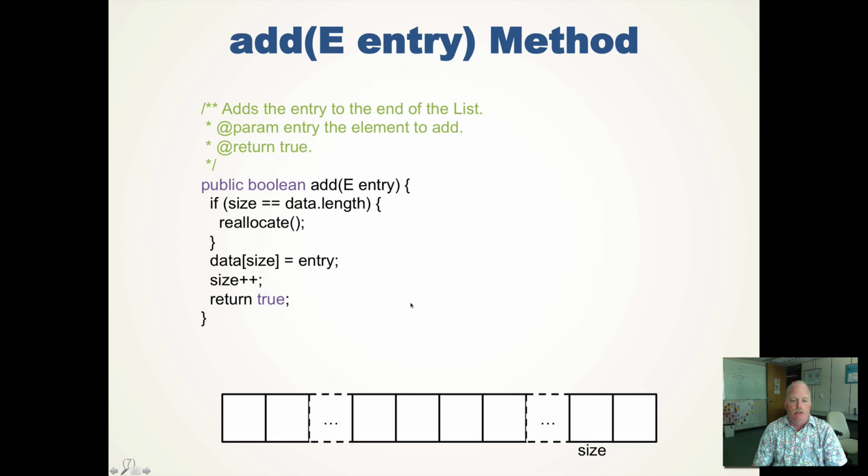So what we do, we just simply set the entry at the size, and then we increment the size, and then we always return true. And because it's an array and it's 0 based, this size is going to be 1 larger than the last entry, so the new entry goes into the end, which is the size.